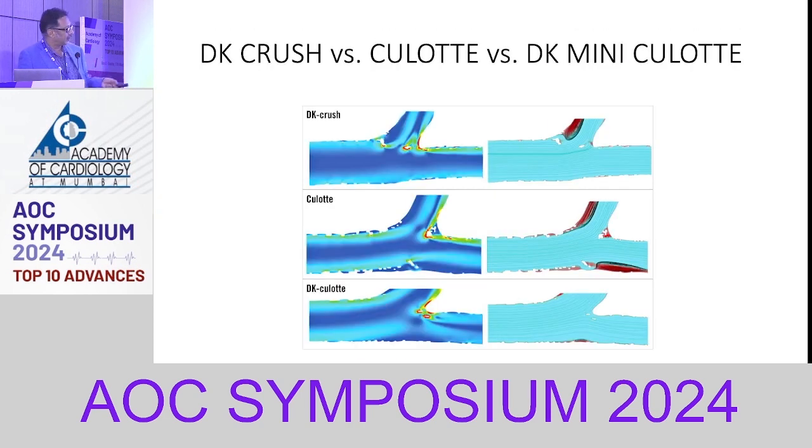These are flow dynamic studies where you see that in a DK culotte there is almost good laminar flow with hardly any eddy currents, unlike the other configuration, where there are eddy currents and a risk of ISR.